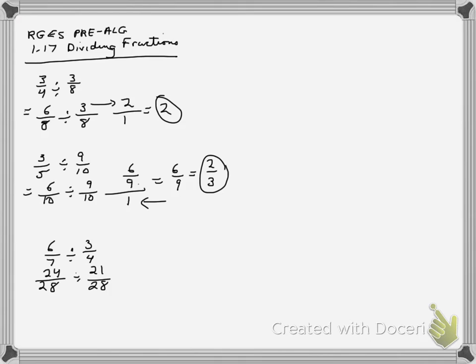And I'm going to divide my numerators. That would be 24 divided by 21. That would be the numerator part. And the denominator, 28 divided by 28, is 1. So, again, that is the same as looking at 24 over 21. To simplify that, I'm going to want to divide by 3, and I'm going to get 8/7. Or I could say 1 1/7. Either way.